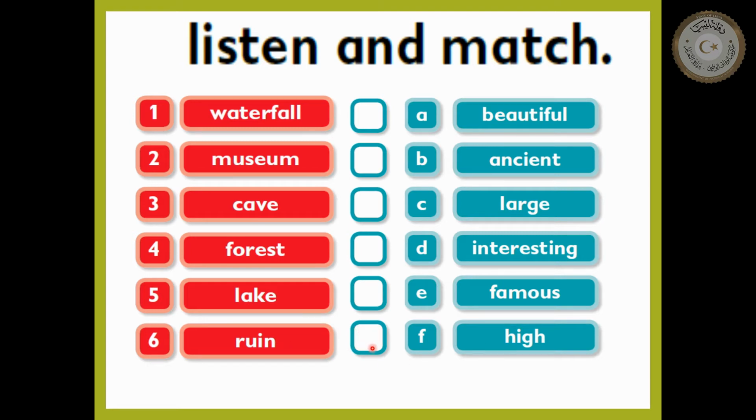So what are you going to do? Just write here in front of high number 1. Why number 1? Because waterfall is number 1. So you need to write 1 here like high. It's a high waterfall. Ready? So now you are going to listen and match.